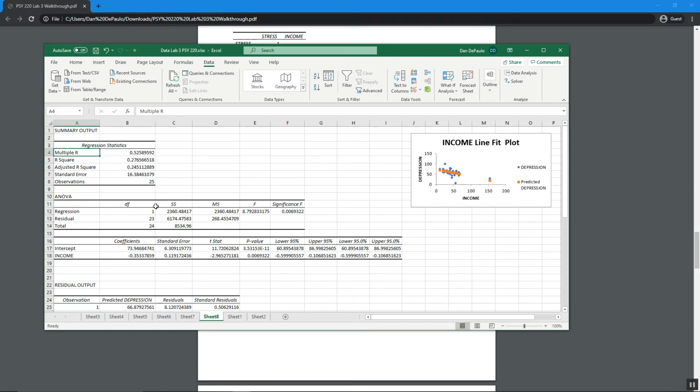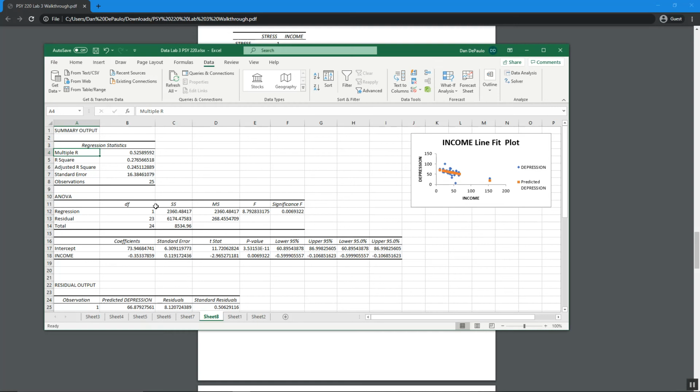Standard error we talked about in the lecture. It's basically the standard error of the residual in terms of the prediction error. Or technically it's the standard deviation of the residual, which is the prediction error. Observations is 25. So there's 25 data points, which is a really small sample. You would want more than this.